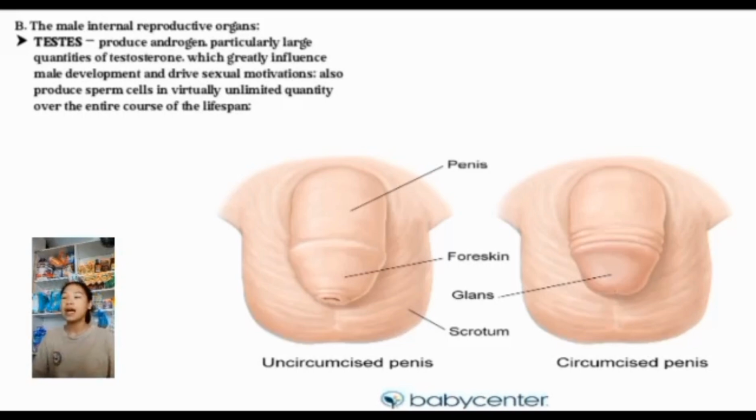Auto siya. Ang testis daw produce androgen, particularly large quantities of testosterone, which generally influence male development and drive sexual motivation. Also produce sperm cell in virtual unlimited quality over the entire course of the lifespan. So, modo ng penis, foreskin, kanitawag, glands, scrotum, ingana, modo na yung kuan, modo ng testis.